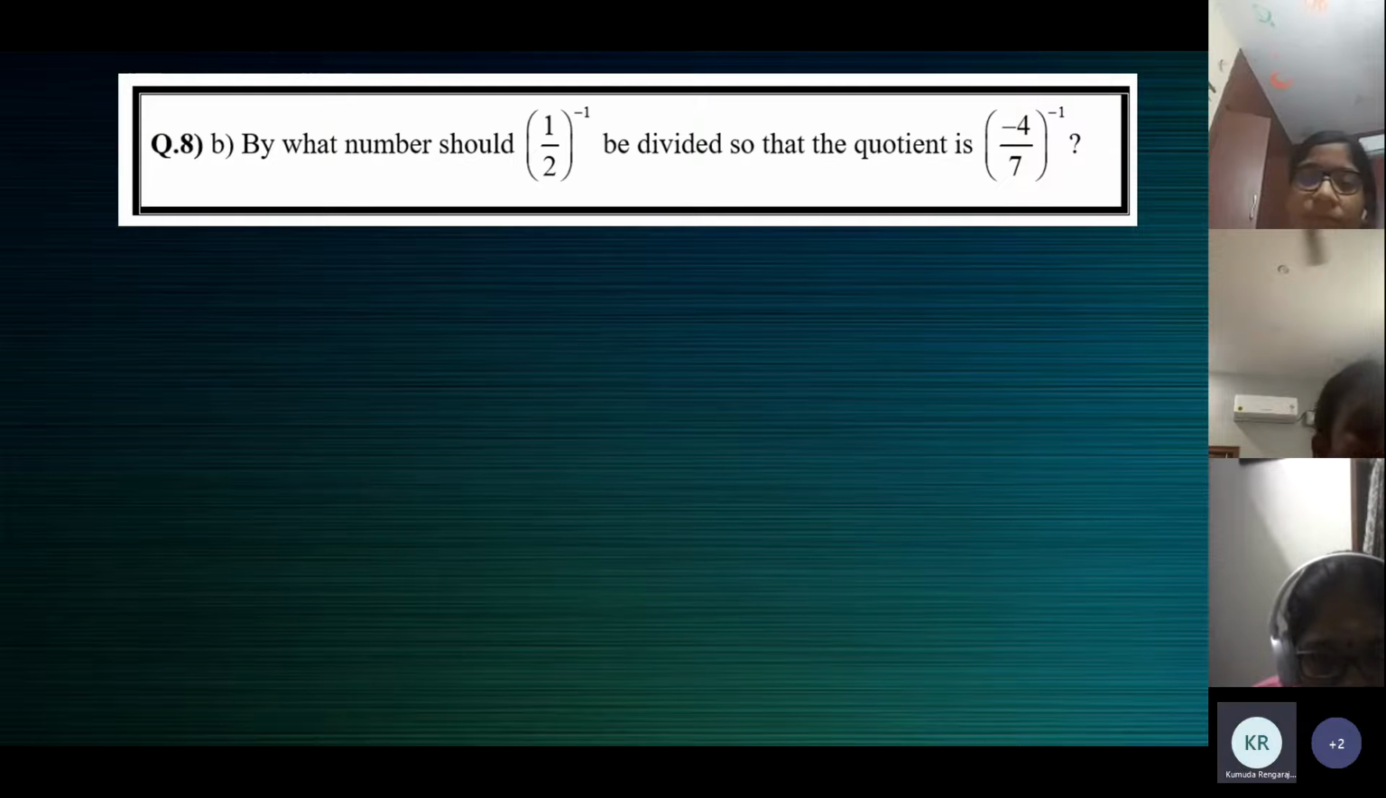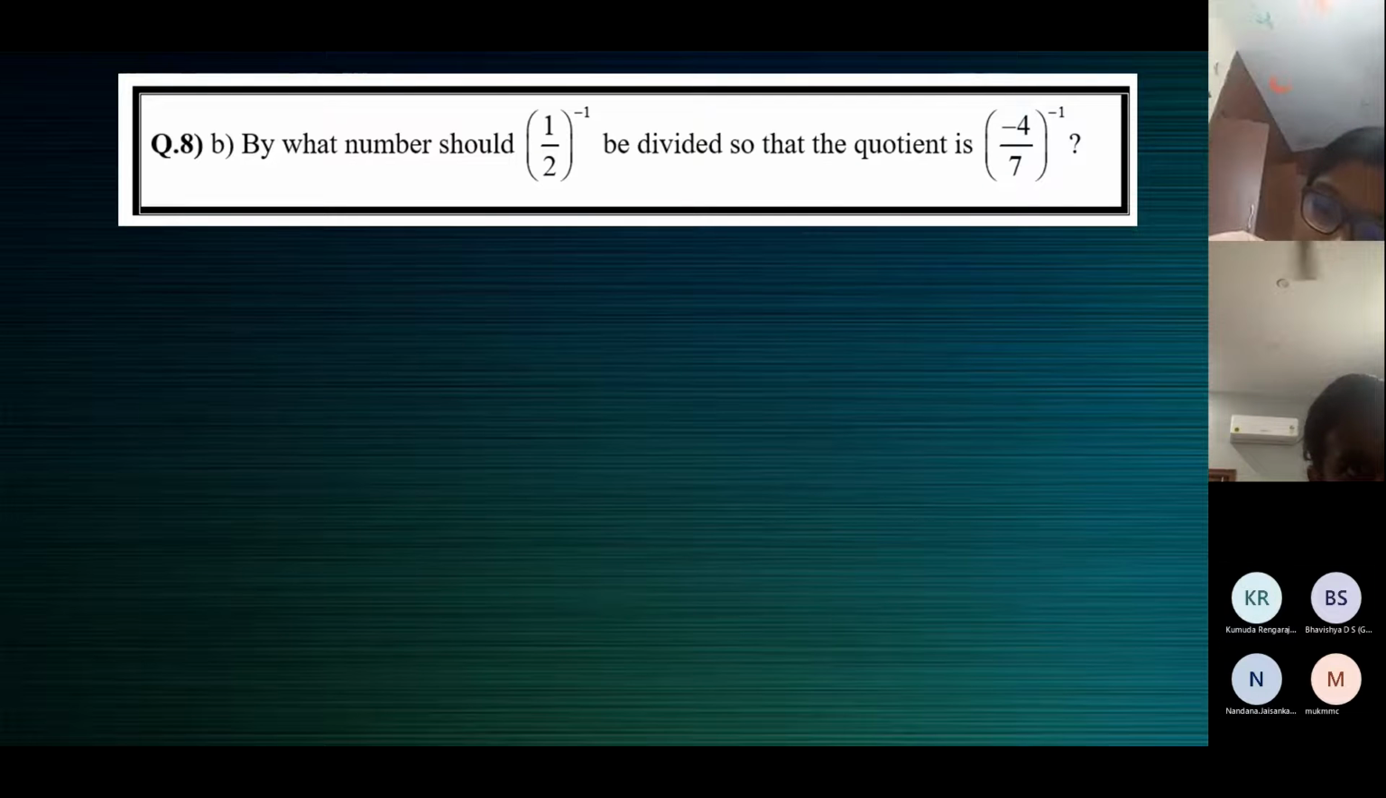Yes. A number divided by 1 by 2, okay, no, I'll give you the question for that. I started it. I'll complete the question at the end of this explanation. Okay, ma'am. If it will not confuse the class, that is: a number divided by 1 by 2 to the power minus 1 produces minus 4 by 7 to the power minus 1 as the quotient. Find the number.